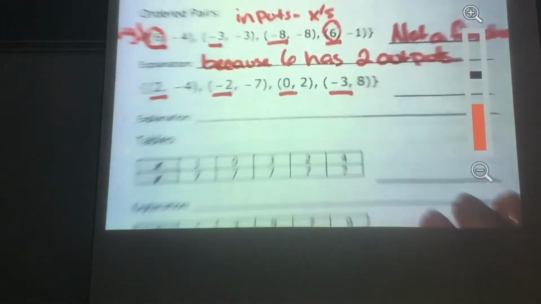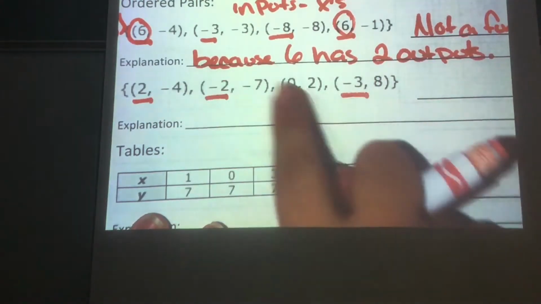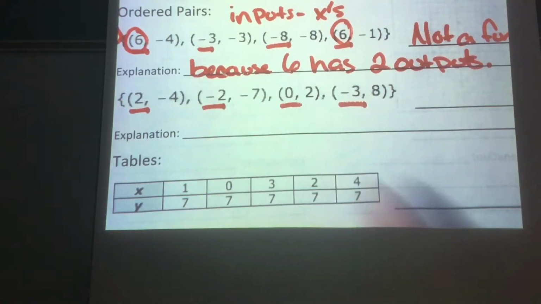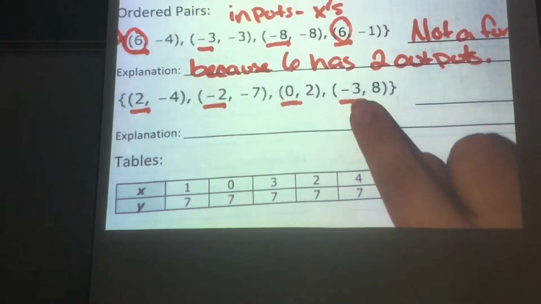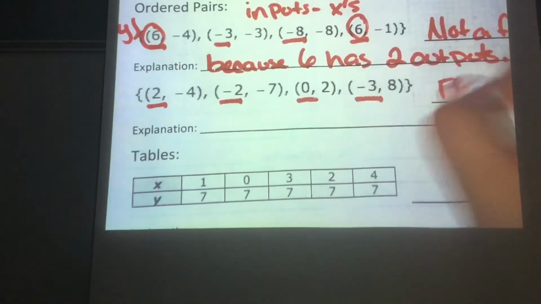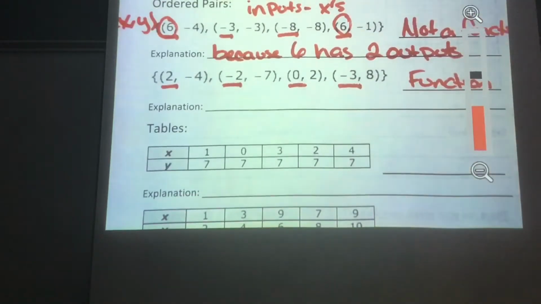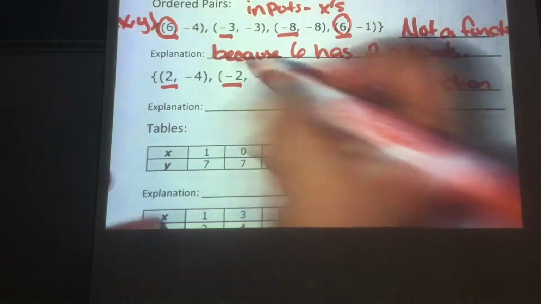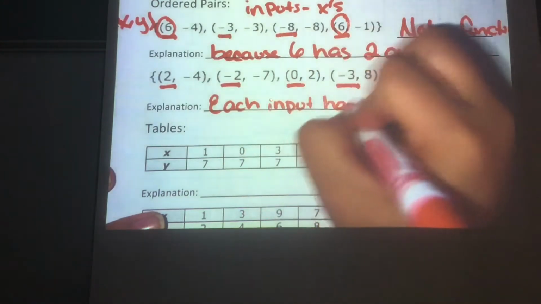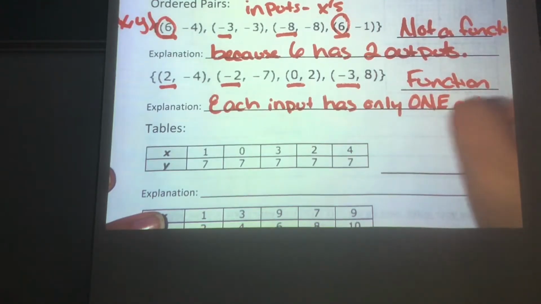So this one is telling me 2 gives me an output of -4, and I don't have 2 anywhere else here for my inputs to give me a different output. -2 gives me an output of -7. It has no other output. 0 gives me an output of 2, and -3 gives me an output of 8. So none of these inputs repeat. So this would be a function, and my explanation would be each input has only one output.